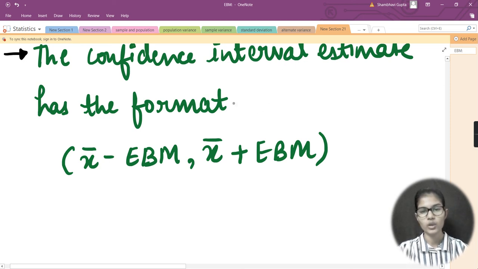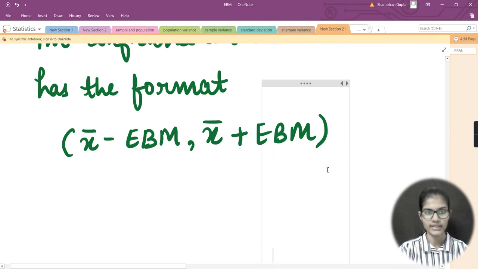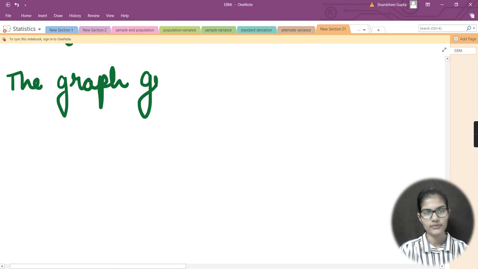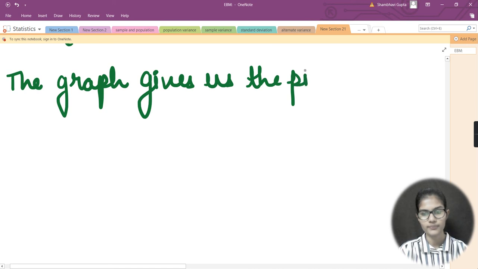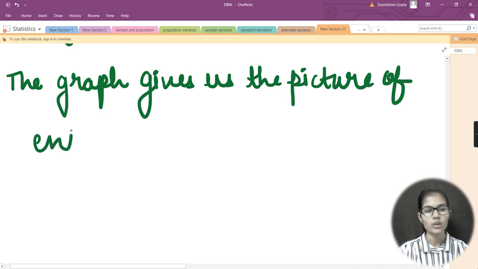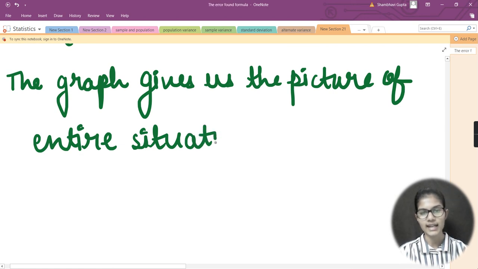Now, what does the graph show, and how do we make that graph? The graph gives us the picture of the entire situation. Whenever we make a graph, from that graph we understand half or more than half of the solution, what we are going to do and what is going to happen. That is why in statistics graphs are mostly preferred.